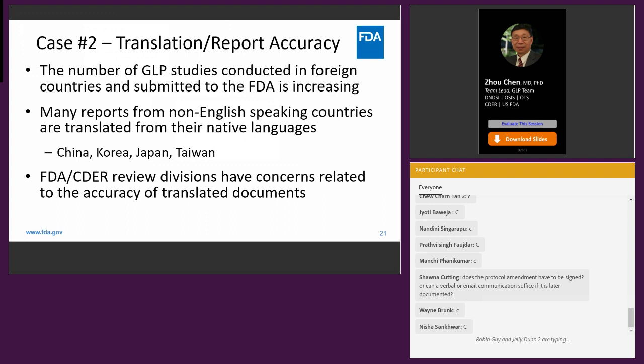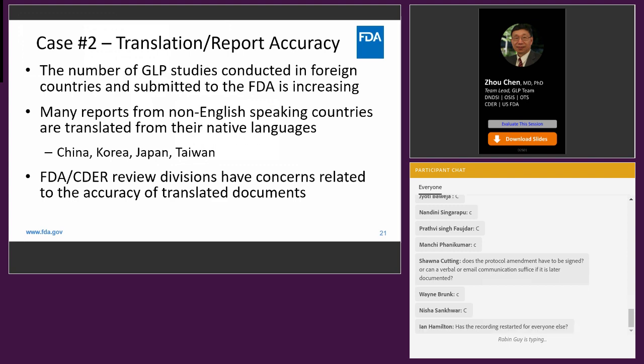Every week, CDER receives several hundred non-clinical safety studies, and more than half of the studies are from foreign countries. Many of them are from non-English speaking countries like China, Korea, and Japan. From our review and the inspections, we found that the report translation practice is not consistent among different CROs, and the CDER review divisions have concerns related to the accuracy of translated study reports.